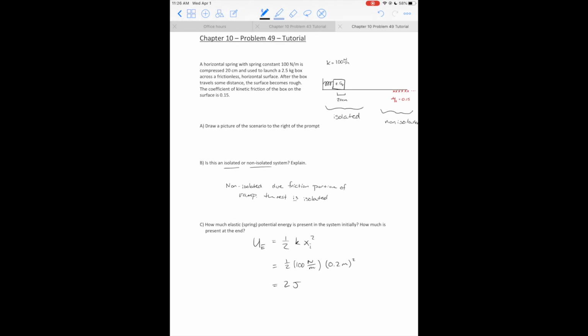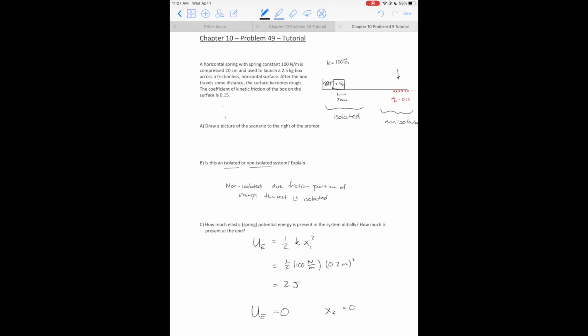How much is present at the end? How much energy is present down here? Well, we've extended our spring system, we've decompressed it, and if we've decompressed it completely, that means that there are no other forces on that spring or from that spring. And so I'm not going to stretch it or compress it any further. When my box is all the way out there, I have an elastic potential energy of 0, because my spring has relaxed completely and is back now to its equilibrium length. So the displacement from equilibrium, x_f, is 0.